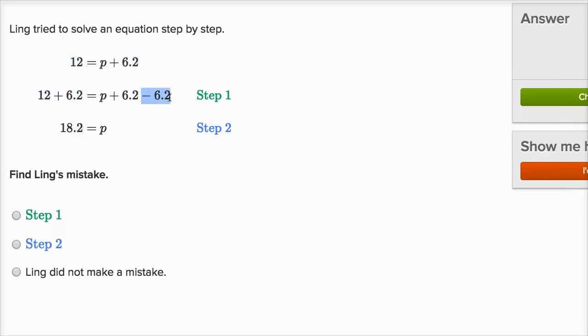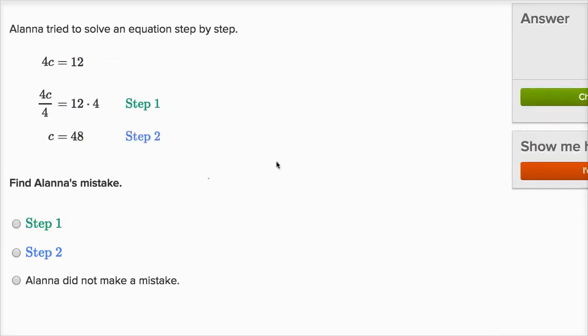So they're not doing the same thing to both sides. If you want to add 6.2 to the left-hand side, you need to add 6.2 to the right-hand side. Or if you want to subtract 6.2 from the right-hand side, you have to subtract 6.2 from the left-hand side. So a lot of mistakes going on in step 1. Let me see if I can find one where there's not a mistake in step 1.